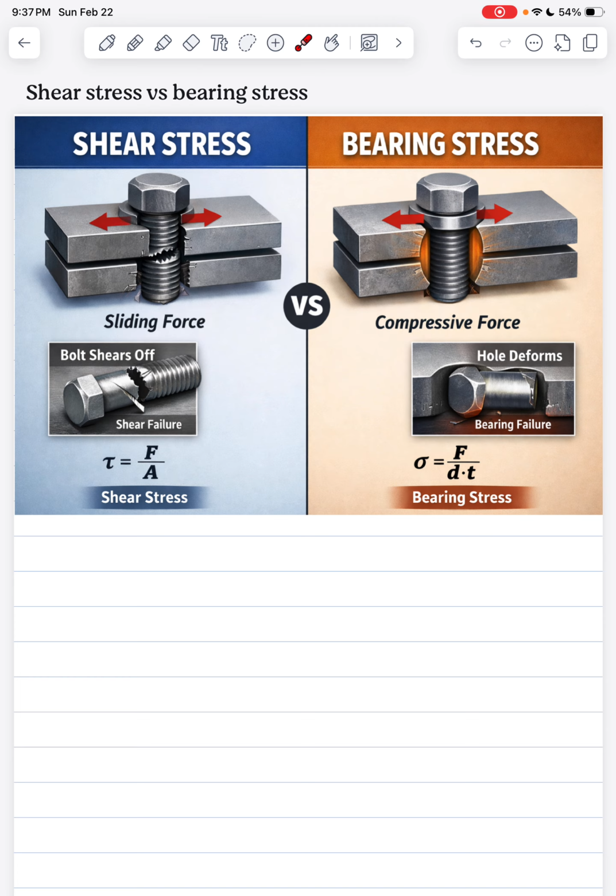Now, mathematically, we can see the formula here: tau equals force divided by area. The area here is the cross-sectional area of the bolt. It's quite important to note that, and not the contact surface. Cross-sectional area of the bolt. That's the area here, the area that's of interest.